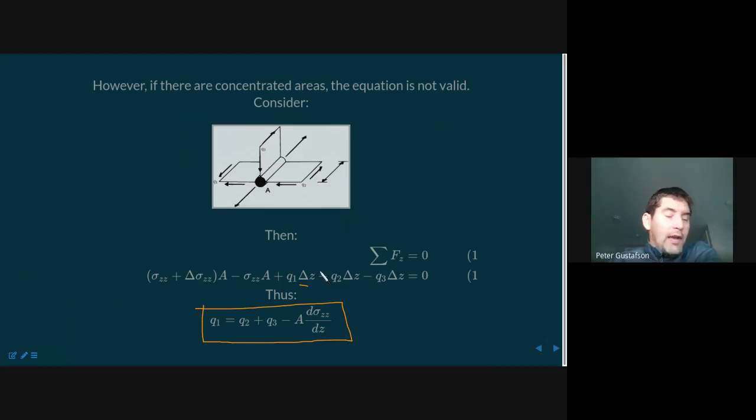Okay, so now Nicole's asking a question in the chat window. She's asking, are the arrows that don't have Q's next to them stresses? So this one is sigma zz stress. On the near side, sigma zz plus delta sigma zz. On the back side, just sigma zz.